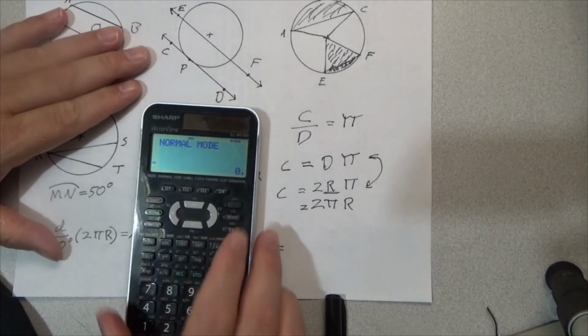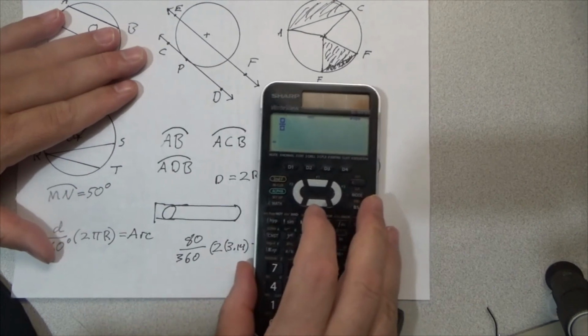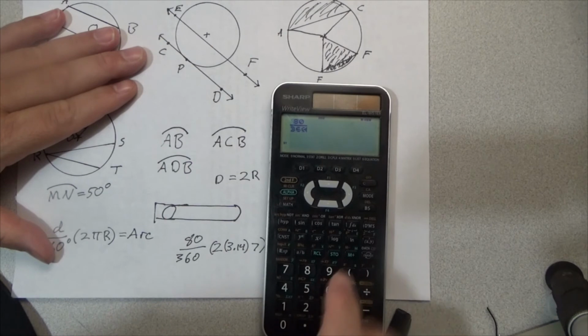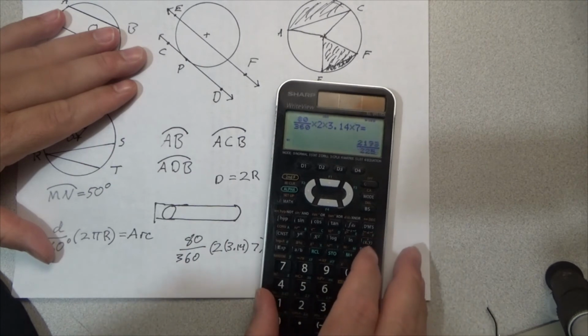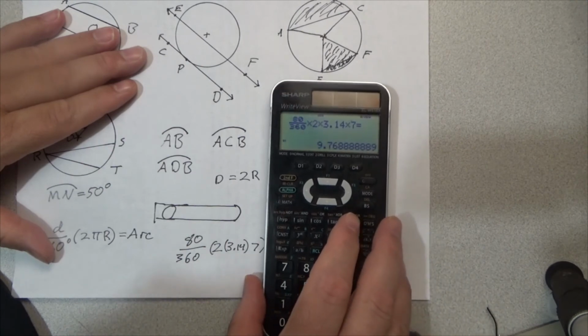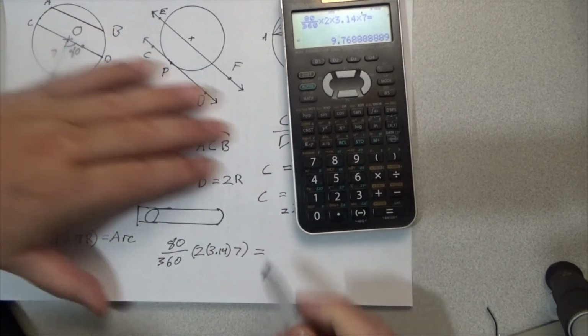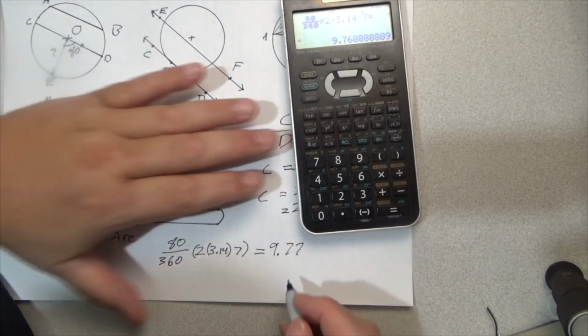So, fraction bar, where is that? Right there. And I will say 80 in the top, 360 in the bottom. Move it out of the fraction. Multiply that by 2 times 3.14 times 7. And I get 9.77 for the arc length.